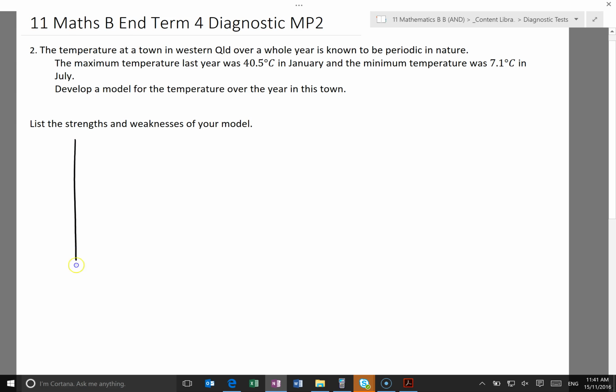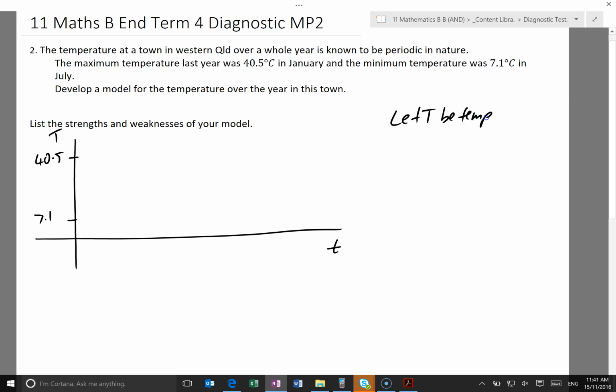So I'd start by just drawing a brief sketch of how this looks. It starts at 40.5, gets down to 7.1 degrees. So this is temperature, and this is time. I'll just define my variables. Temperature in degrees Celsius. I'll let t be the time, let this be months as well. So I know in January, it's 40.5. I'll assume that's at the start of January as well.